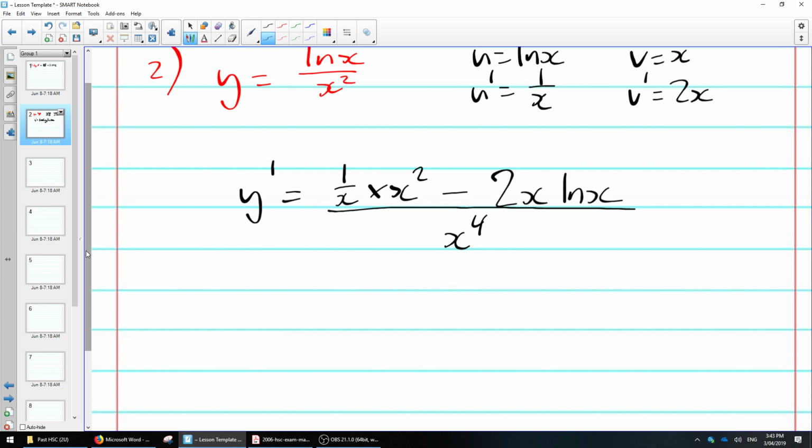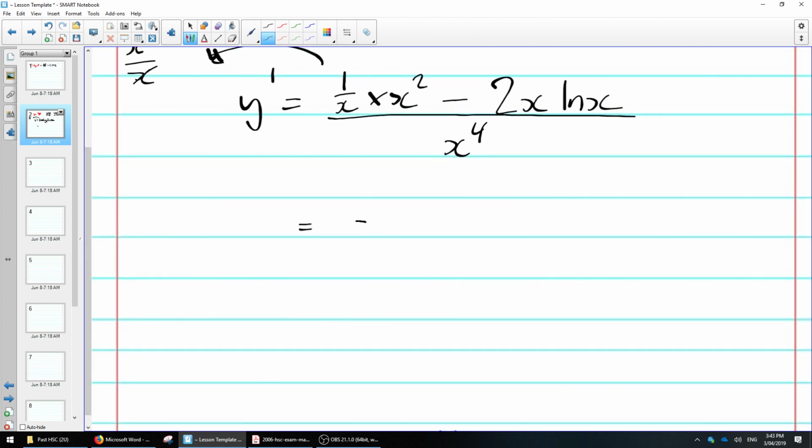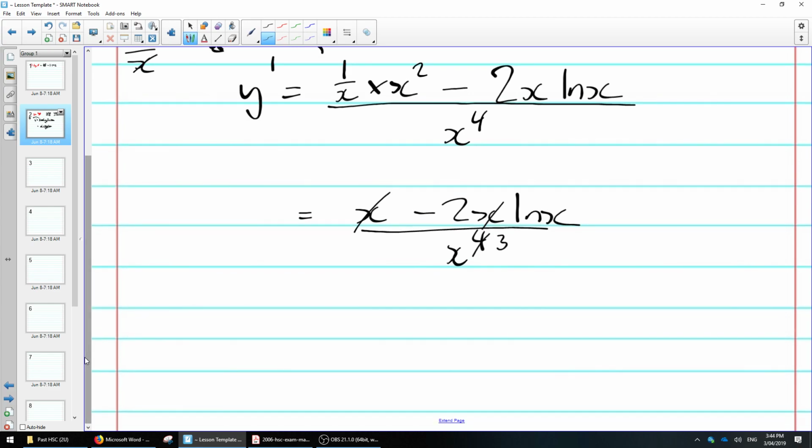From there we can simplify a little bit. First of all, 1 over x times x squared can be written as x squared over x, so the x is cancelled out and that's just x. So that's x minus 2x ln x over x to the power 4. If we wanted to, we could simplify that further. We all have x's, so we can cancel out that x and one of those x's, leaving me with 1 minus 2 ln x over x cubed. You can't really do much else to that.